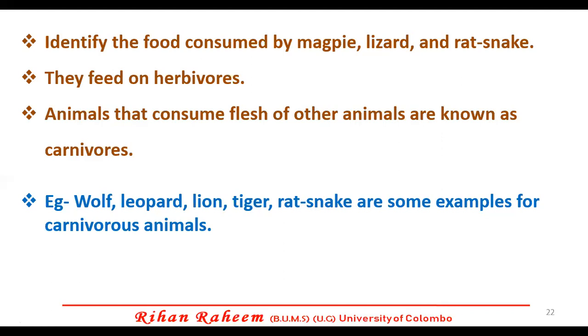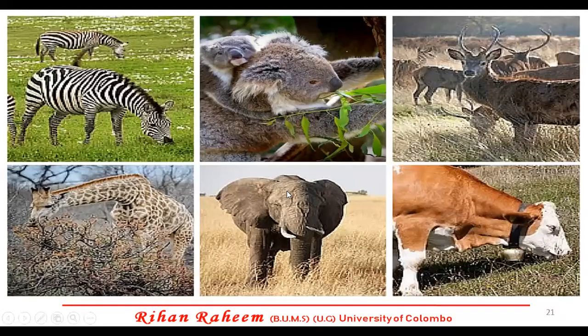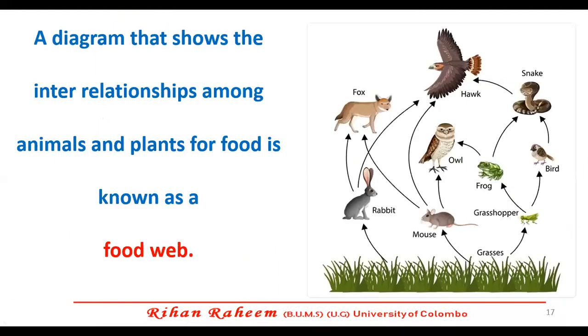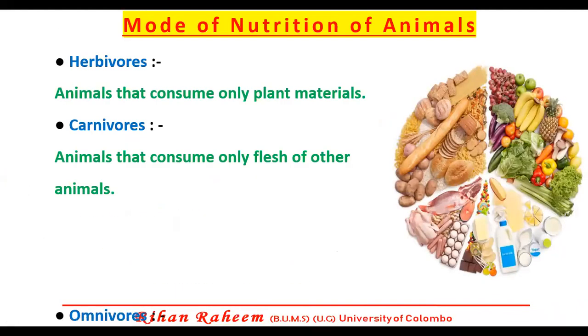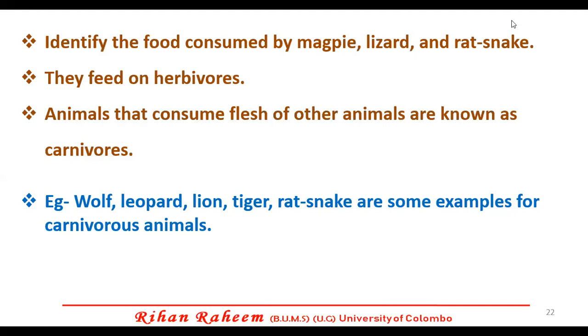Identify the food consumed by magpie, lizard, and rat snakes. Okay, when you look at that picture, can you see? One minute, I will show the picture. In this picture, can you see the lizard and the magpie? They are eating the other animals, the grasshopper. They feed on herbivores.